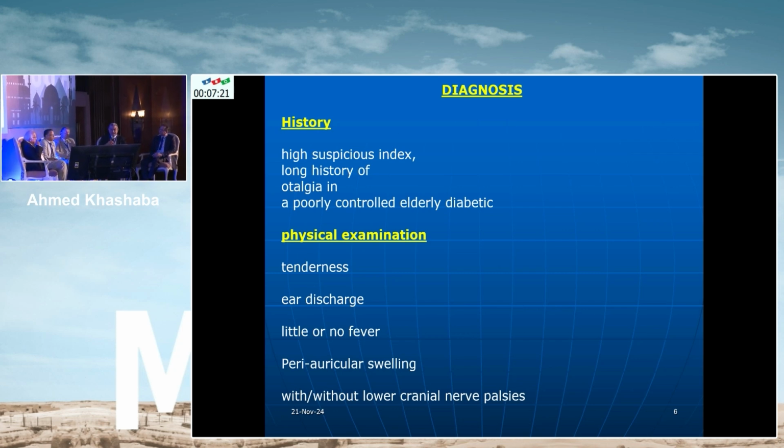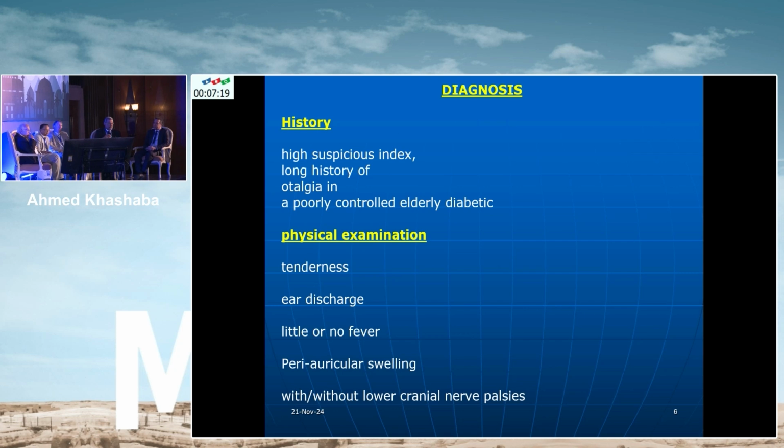Really, there is a very nice paper about the UK consensus, which standardizes the criteria for diagnosis. We have to differentiate between two things. There is possible necrotizing otitis externa, and there is definite necrotizing otitis externa. Possible, this is a severe disease. We have to suspect it and treat it from the start.